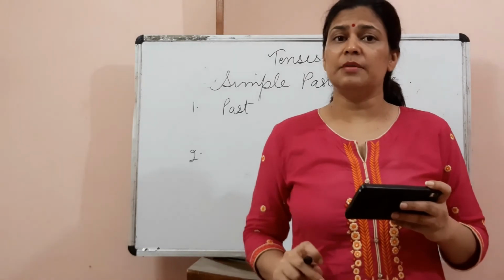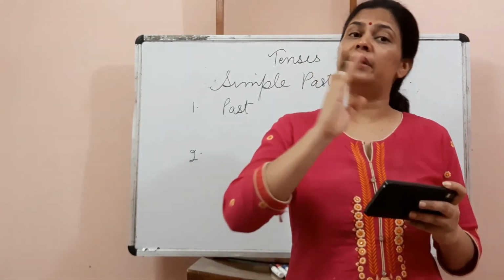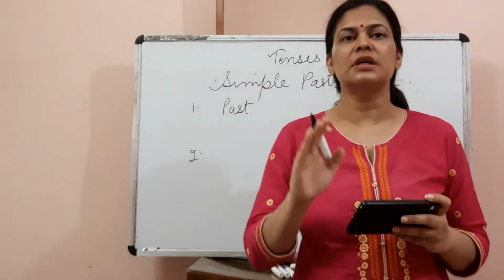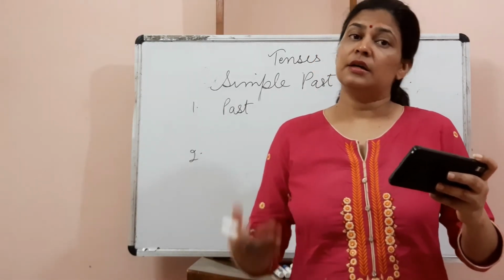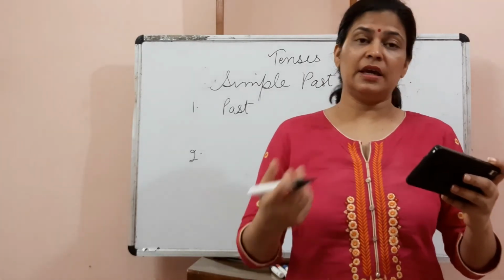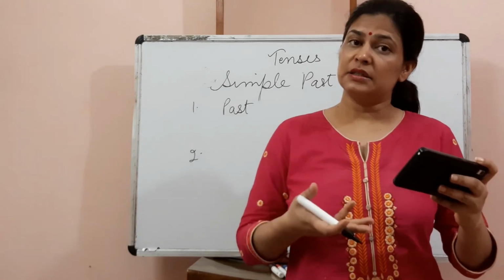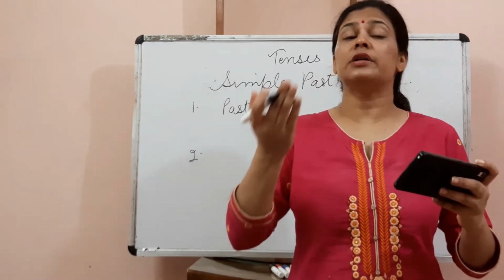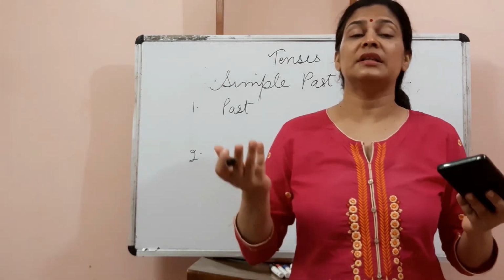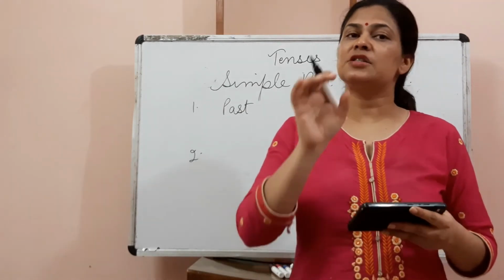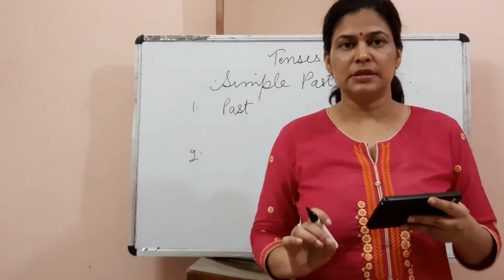Which point of time? That gives you a clue that it has already happened and you can easily use simple past tense. For example, yesterday. I went there yesterday. I went there last night. Then I went there last week, last year, or in 2004, already gone. So you know that there's something that has already happened and has no relevance, no connection with the present. Then you are going to use simple past.